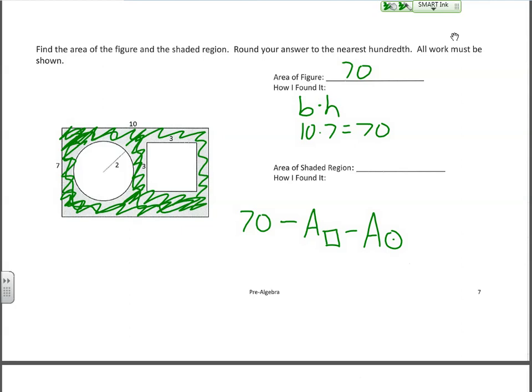Okay, so we know the area of a square based on prior packets and prior work is base times height. And we know the area of a circle is pi r squared. So you can take it from here. If you aren't using the pi button on your calculator, then you can just use 3.14 as an approximation.